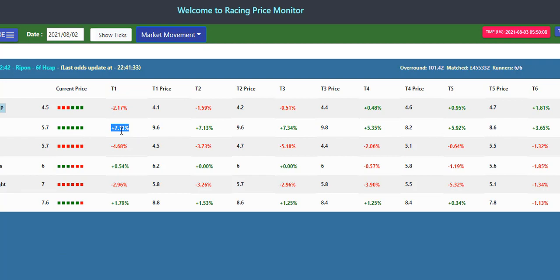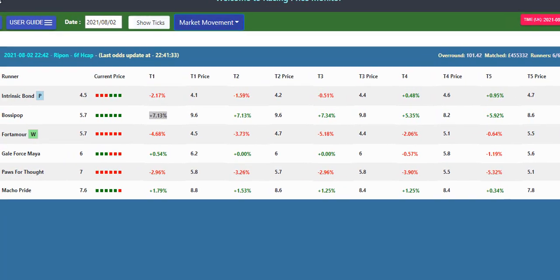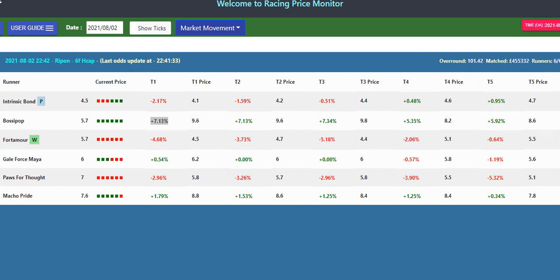So it's not going to work all the time, but it's a very good guide on the horses, what horses have a live chance and which horses are going around for the run.